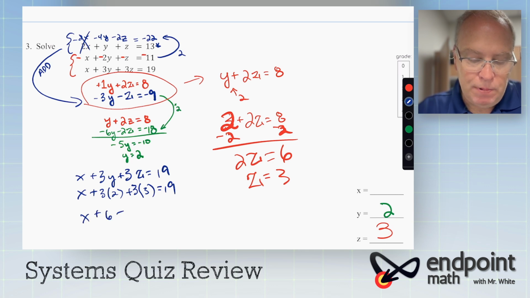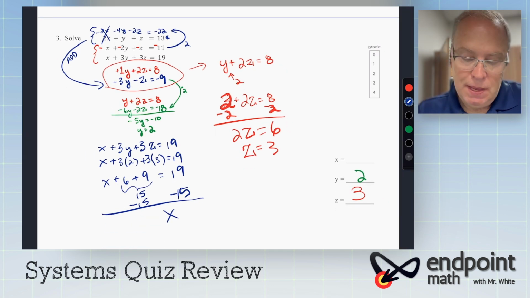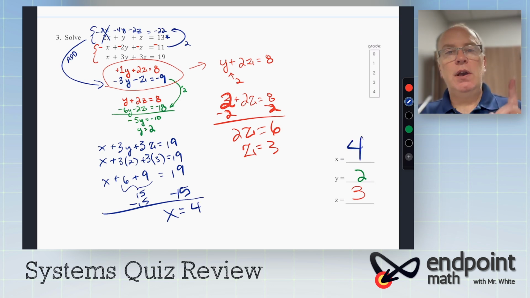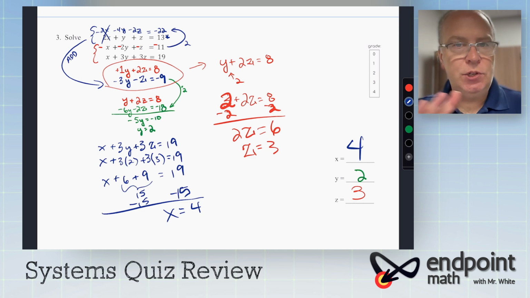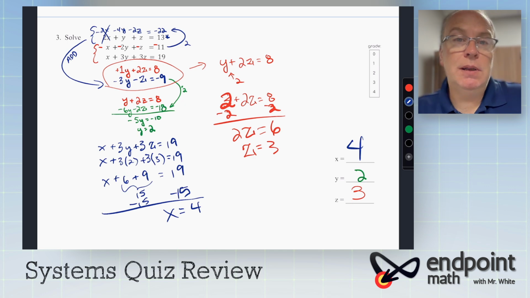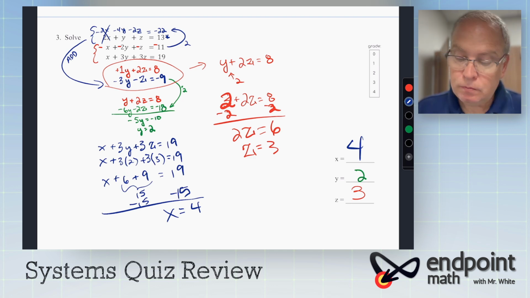X plus 6 plus 9 is 19. This is 15. So if I subtract 15 on both sides, I get x is 4. Hallelujah. And you can go in and plug in those 3 numbers to all 3 of the original problems, and that combination will work. So that's pretty darn cool. So that's a 3 by 3 system with several transformations that I had to do.